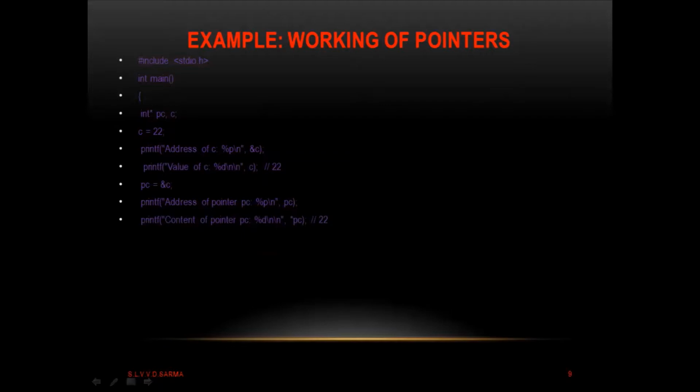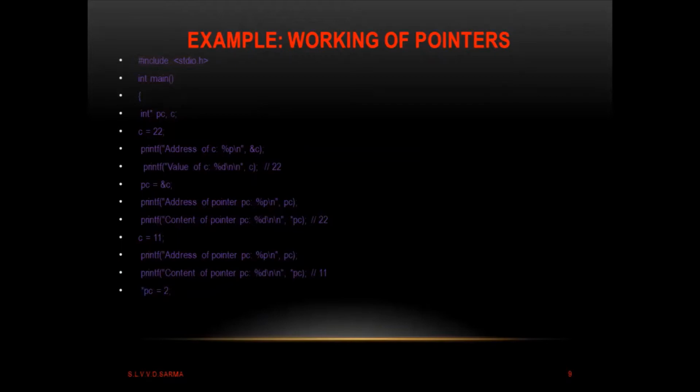So PC contains a value at that address location. What is the value? We are going to indirectly access the value. Now I am going to change the C value to 11. When you change C equal to 11, the pointer addresses will not change. The address of pointer PC stays the same, and the C value we get is 11.